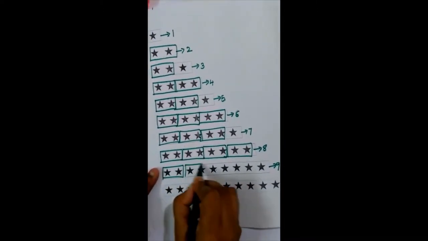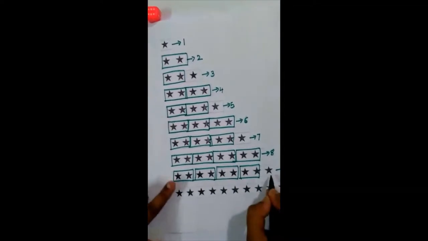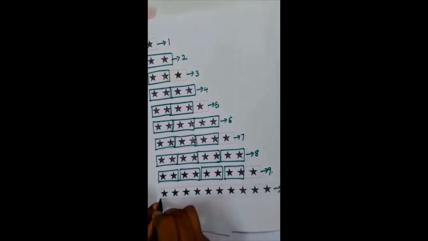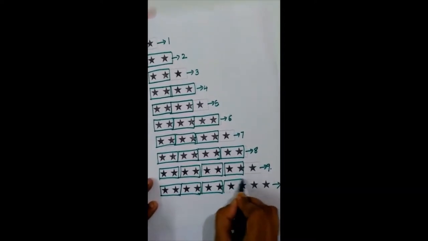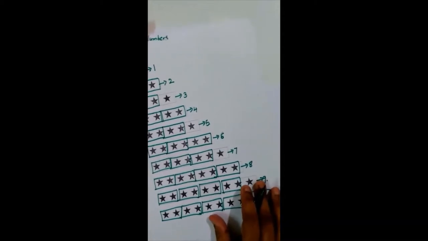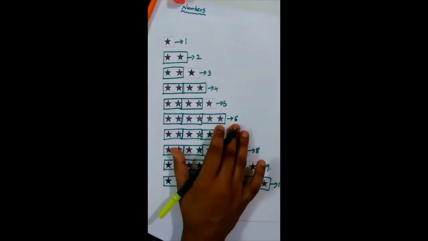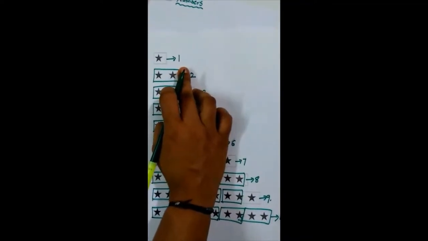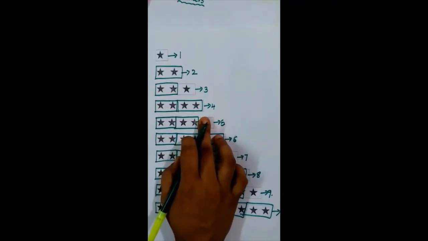One pair, two pairs, three pairs, four pairs, nothing is left over. Here one thing is left over in this group. One pair, two pairs, three pairs, four pairs, five pairs. Observe, children. By seeing all the above groups, what did you observe? Some of the groups have exact pairs and some of the groups we cannot make into exact pairs, right?